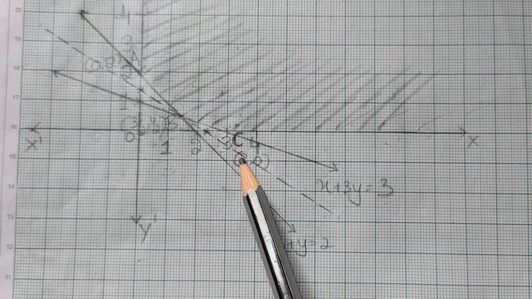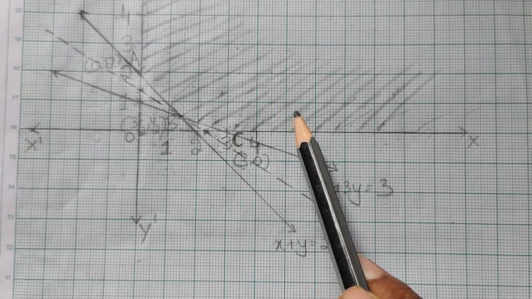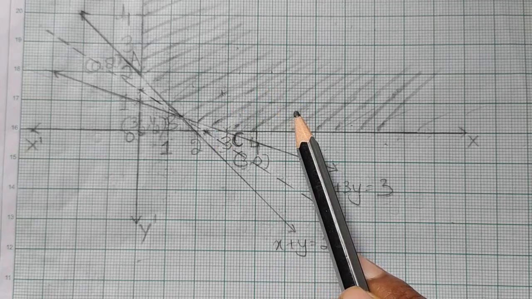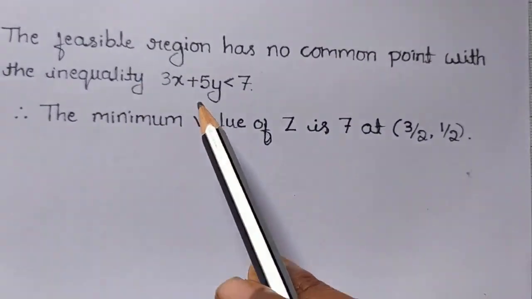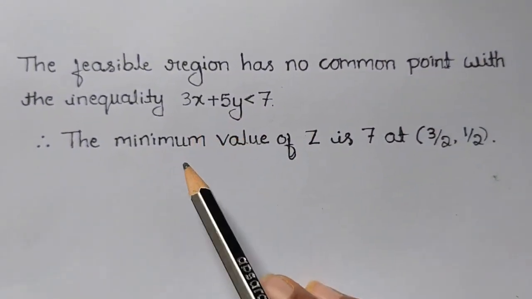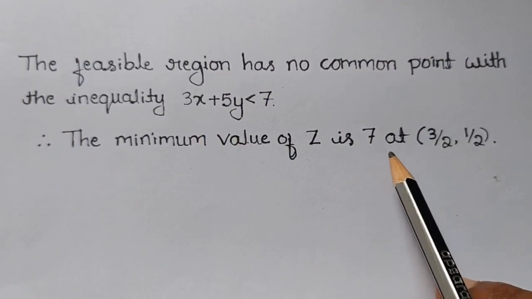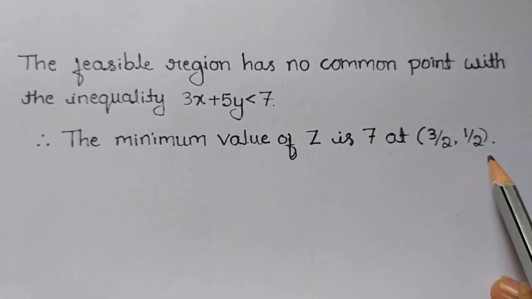As the solution region of the inequality doesn't coincide with the feasible region, or it has no common points with the feasible region, we conclude that the feasible region has no common point with the inequality. Hence, the minimum value of z will be 7 at the point (3/2, 1/2).